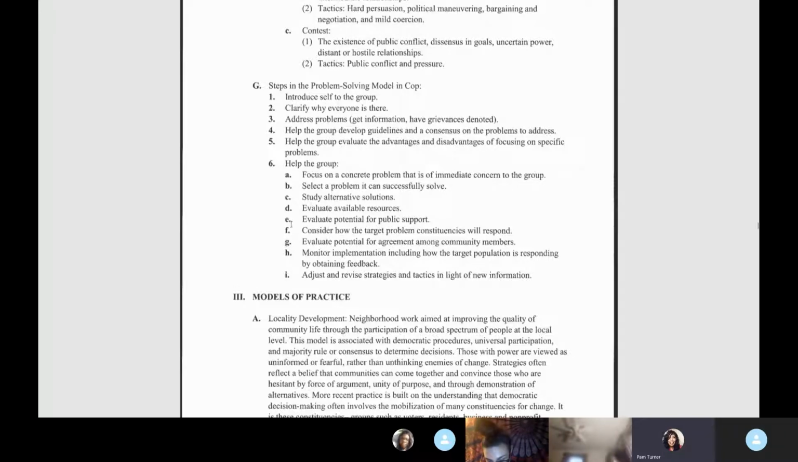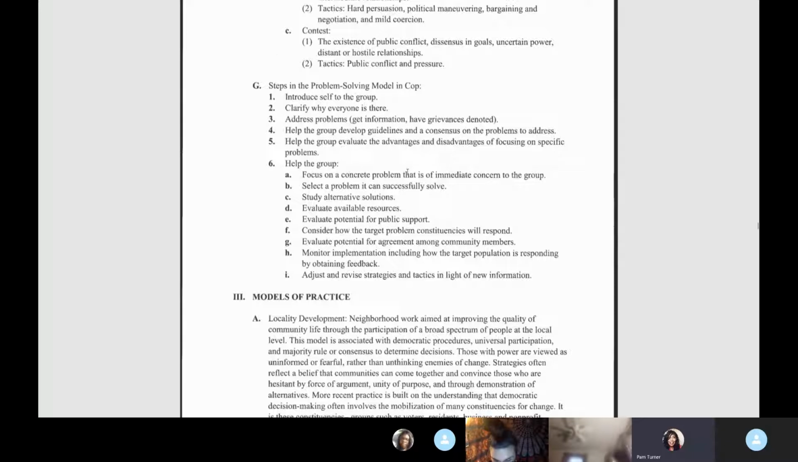Address problems. Help the group develop consensus on the problems to address. Okay. Help the group focus on a concrete problem that's immediate. Okay, so sometimes you'll get the people together and they'll say, the problem is all of our kids keep going to jail. Okay, and that really may be it, and that really may be what we're going to focus with the police department on. However, can we look at maybe is there a bigger problem? Is unemployment a problem? Is drug use on the rise? So what am I really looking at?